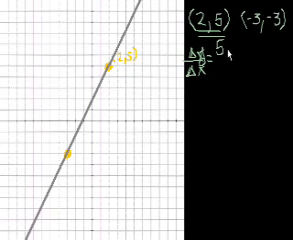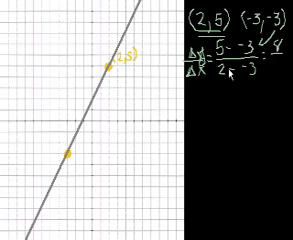5 minus -3, and that's this one, over, now you do the change in x, 2 minus, this is also -3. Well, 5 minus -3, that's 5 plus 3, so that equals 8. And then 2 minus -3, once again that's 2 plus 3, so that equals 5. So we figured out the slope of this equation. It's 8 over 5. And let's see if that makes sense.